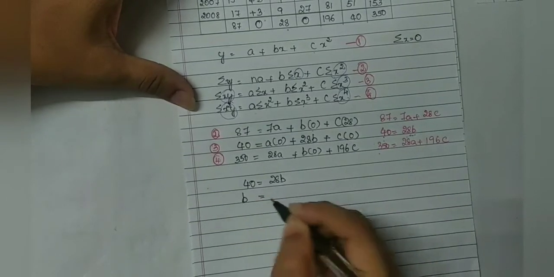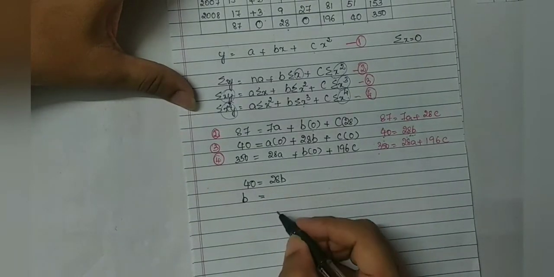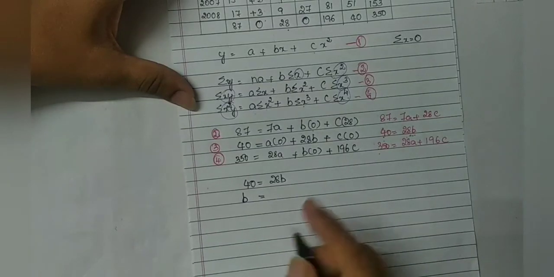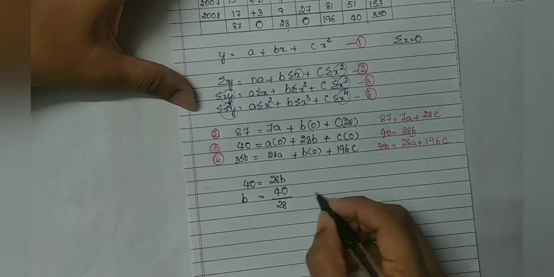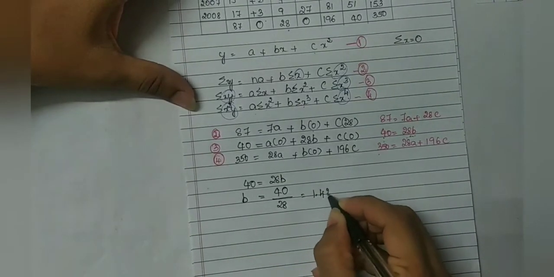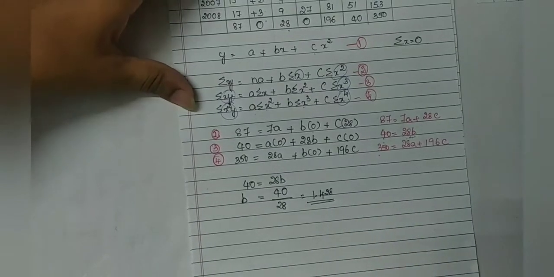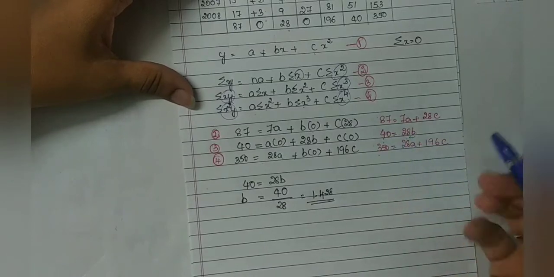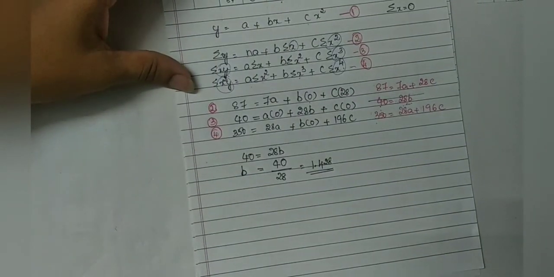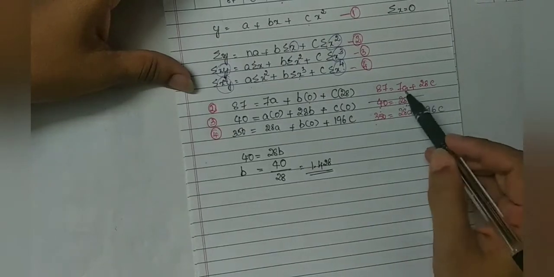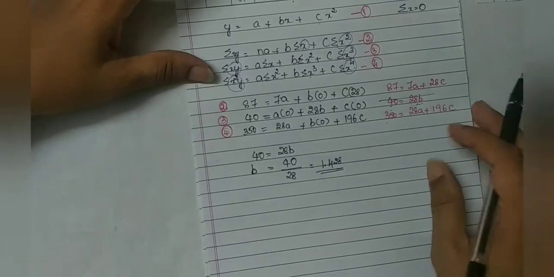When you simplify this, b is equal to 40 divided by 28, and the value will be 1.428. So we got the value of b now. So we simplified the third equation, so we are done with that. Anymore we cannot use it. So the next one is, now let's see which equation, for a or c, we can simplify.